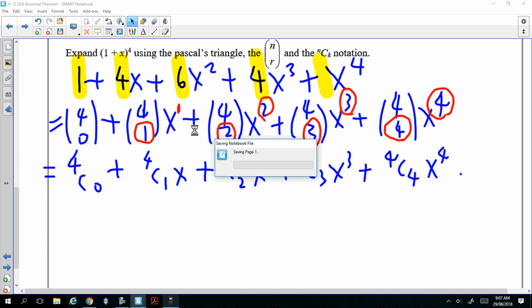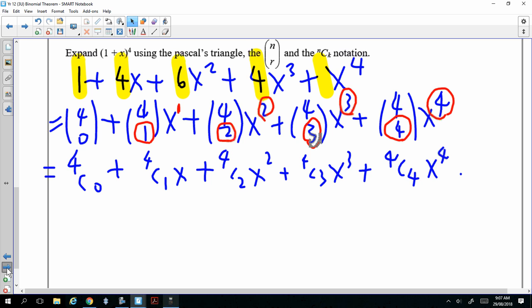So after being able to expand this, now we're going to introduce you the general formula for binomial theorem. So what's the general formula? That's on the next page. So go to the next page. All right, hopefully I'll finish. All right, okay, let's move on.